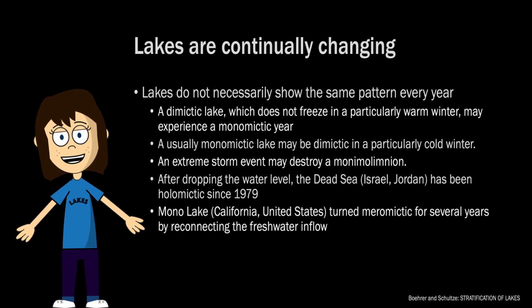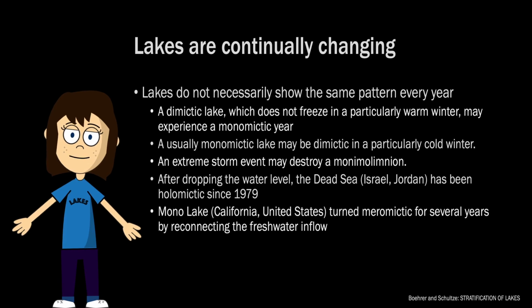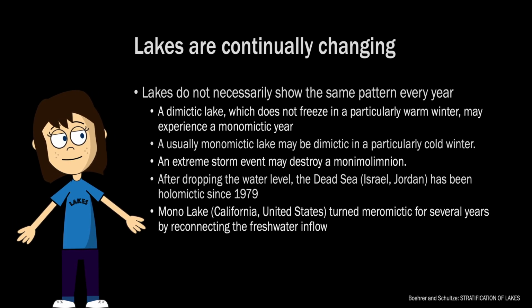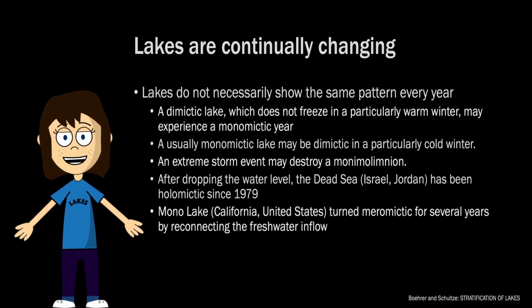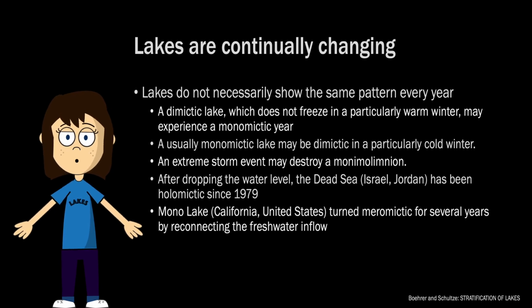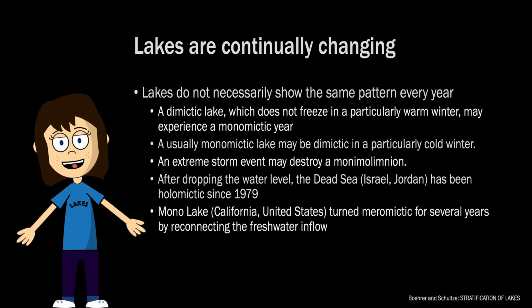And remember that, like everything in life, lakes are continually changing, and they don't necessarily show the same pattern every year. For instance, a dimictic lake, which does not freeze in a particularly warm winter, might experience a monomictic year. Likewise, a usually monomictic lake may have a dimictic year in a particularly cold winter. Or an extreme storm event may destroy a monomolimnion in a meromictic lake.